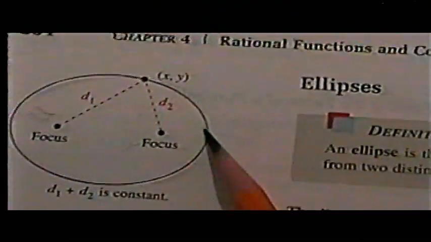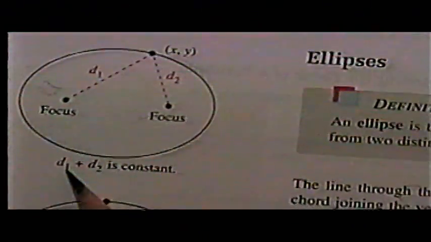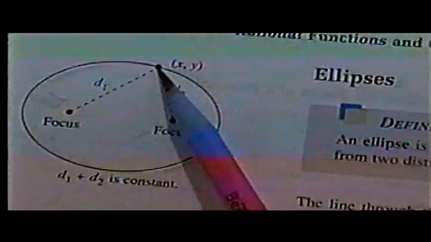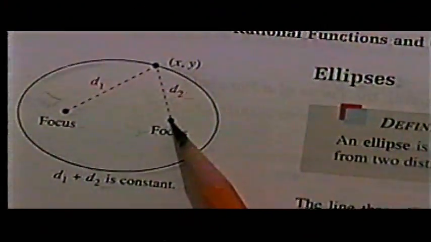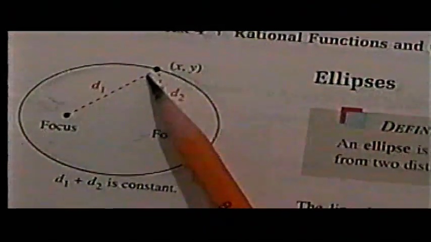you have distance 1 and distance 2, and the point (x, y), which represents all the points on the ellipse. Distance 1 plus distance 2 is a constant. The sum of the distance from the point to focus 1 and the distance from the point to focus 2 is equal to a constant.